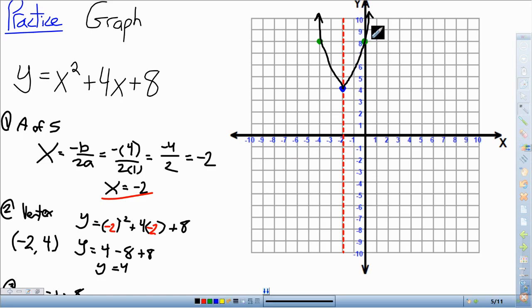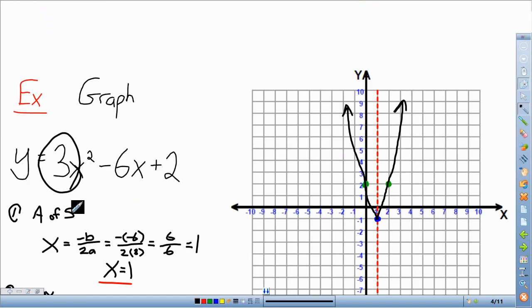Okay, a couple things to point out. Notice how our quadratic here was positive and our parabola was going up, just like we learned in the last lesson. It's the same idea on the last problem. We had a positive number and it was going up. And by the way, since there was a 3 here, this was more narrow than your typical problem here.